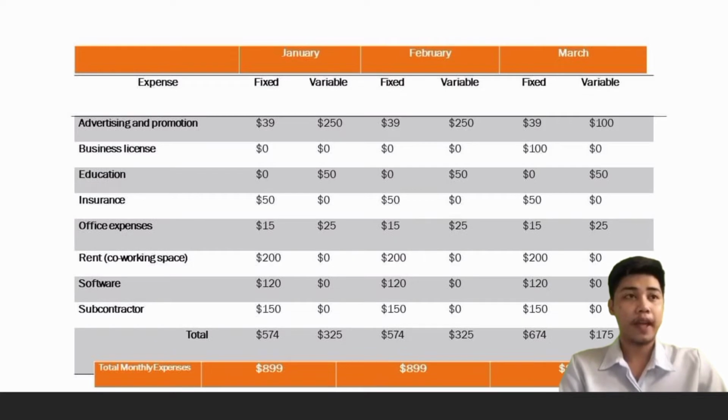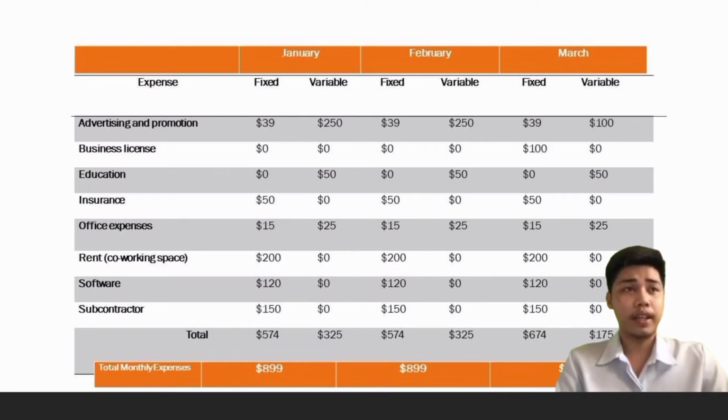Software. The expense in January is $120 on fixed and $0 on variable. In February, the fixed is $120 and variable $0. In March, $120 on fixed and variable $0. And lastly, subcontractor. The expense on fixed in January is $150 and variable $0. In February, $150 on fixed and $0 on variable. In March, $150 on fixed and $0 on variable.